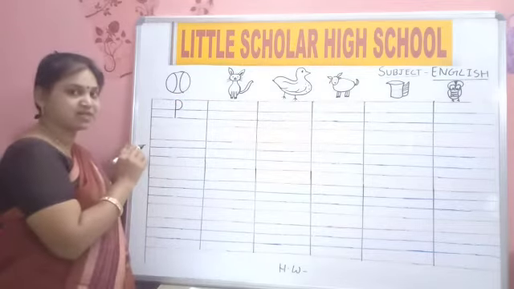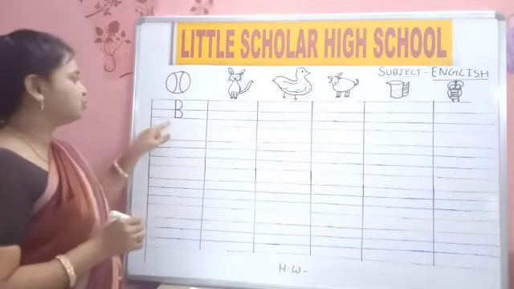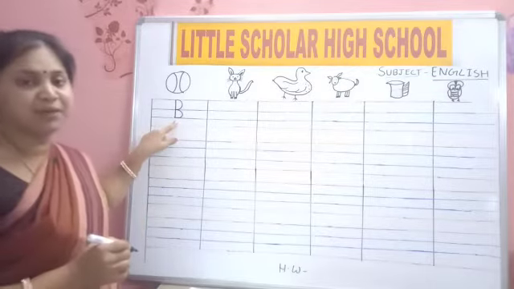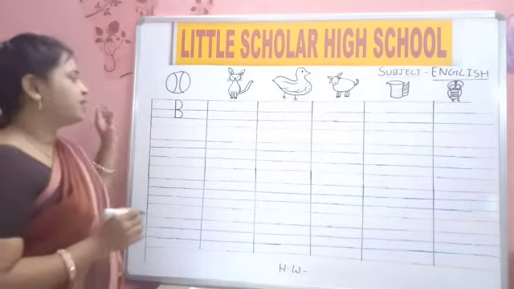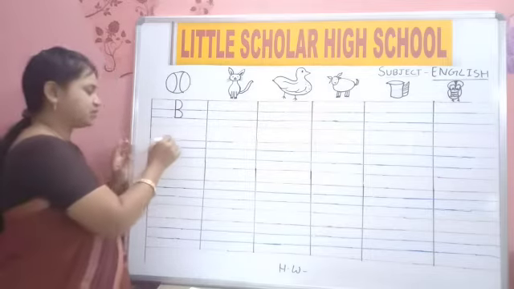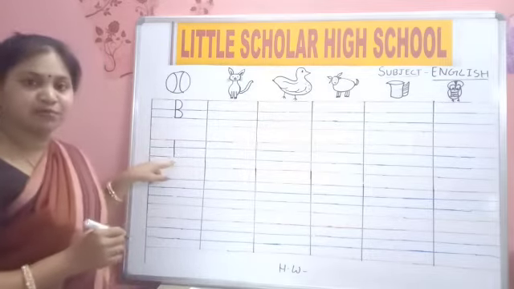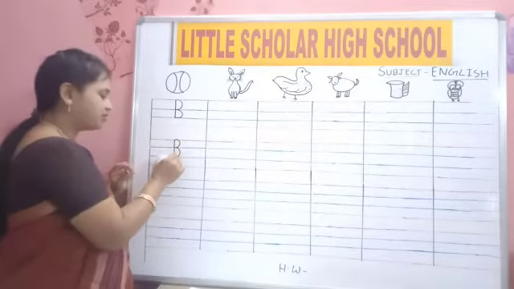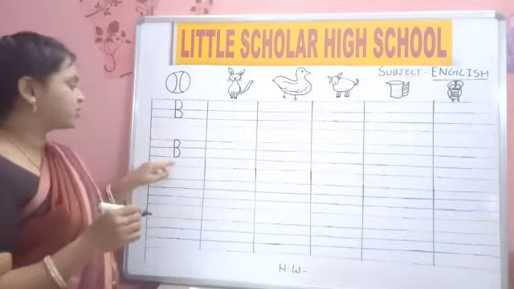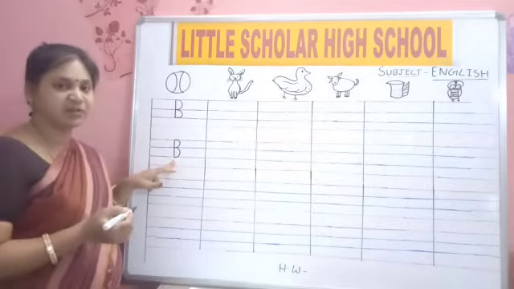What is this? Capital P, no? One more curve, 2. What is this? B. B for ball, B for bat. Once again, shall we write B? One standing line up to the second blue line and one curve. One more curve line, 2 curve lines. So what is this? Letter B. Very easy, children. If you practice, you will get it very fast.